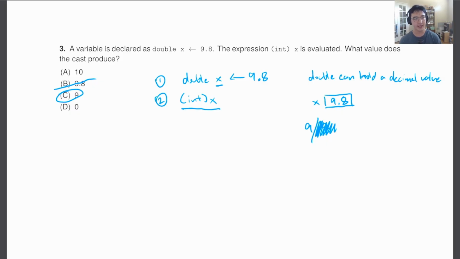The tricky thing is a lot of people think casting is rounding, which is why they think, oh, 9.8 becomes 10, but that's different. Casting just goes to the decimal point and chops off everything to the right of it. Another word for this is truncation or truncating. All right, that is question 3.